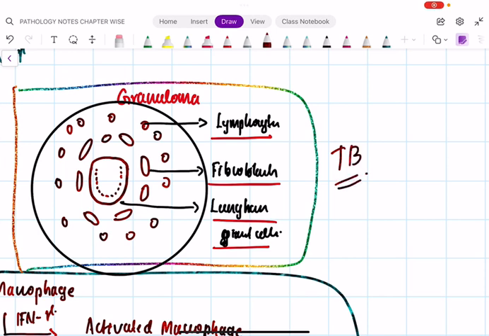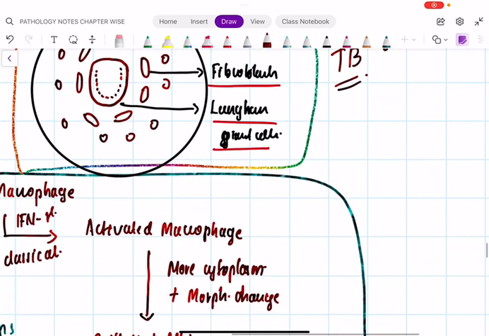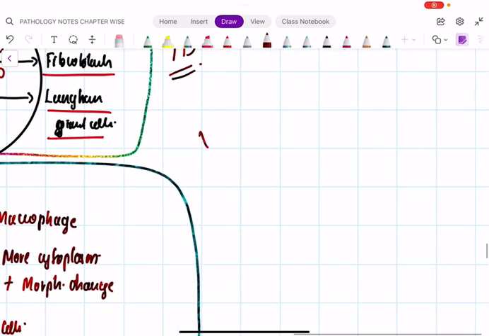Tuberculosis is a classical and super example. You remember, in tuberculosis, what type of necrosis will we get? Caseous necrosis. So tuberculosis is the best example of a caseating granuloma. If there is a caseating granuloma, of course, there is also a non-caseating granuloma.